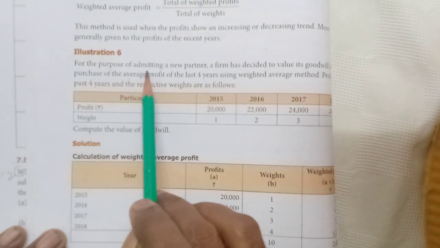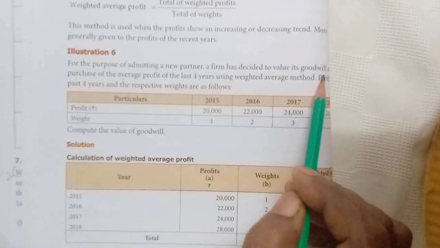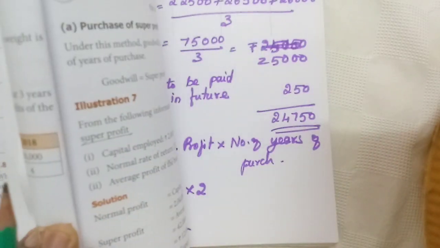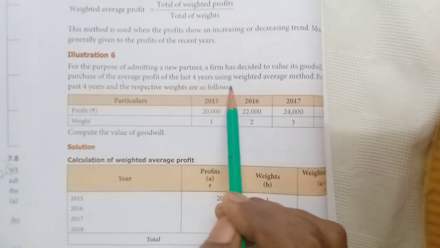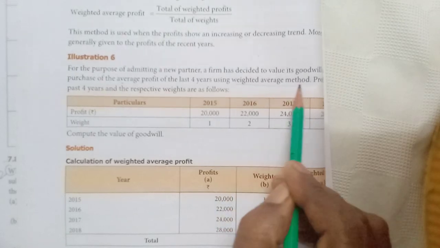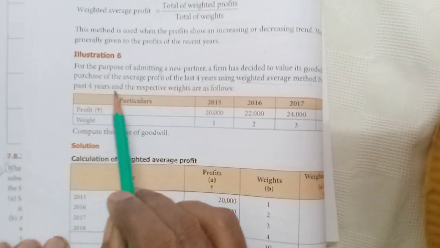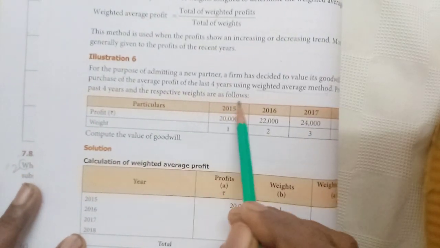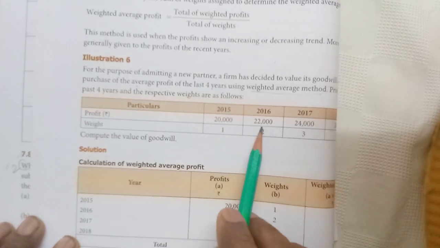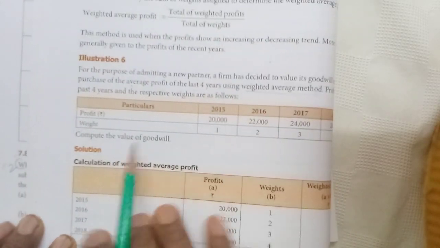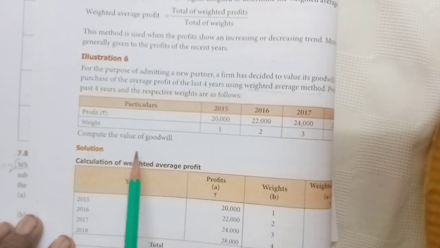For the purpose of admitting a new partner, a firm has decided to value its goodwill at 3 years purchase of the average profits of the last 4 years using the weighted average method. Profits of the past 4 years and the respective weights are as follows. Profits given for 4 years: 20,000, 22,000, 24,000, 28,000. Then weights 1, 2, 3, 4. Compute the value of goodwill.